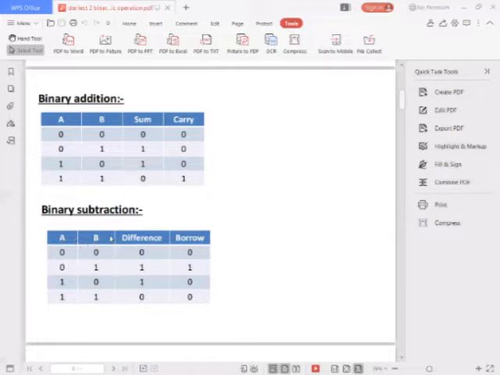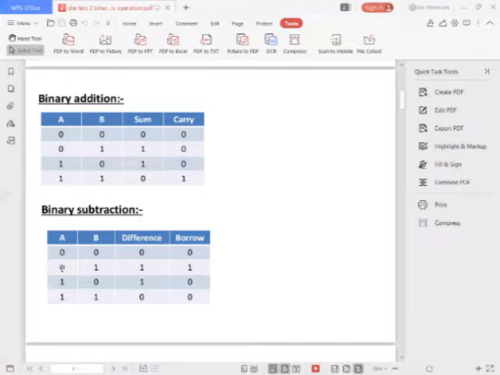A and B are the variables, and this is the subtraction, that is the difference, and this one is the borrow. In case number 1, if A is equal to 0 and B is equal to 0, then 0 minus 0 is equal to 0. That is, the difference is 0. We cannot take the borrow, so borrow is equal to 0.